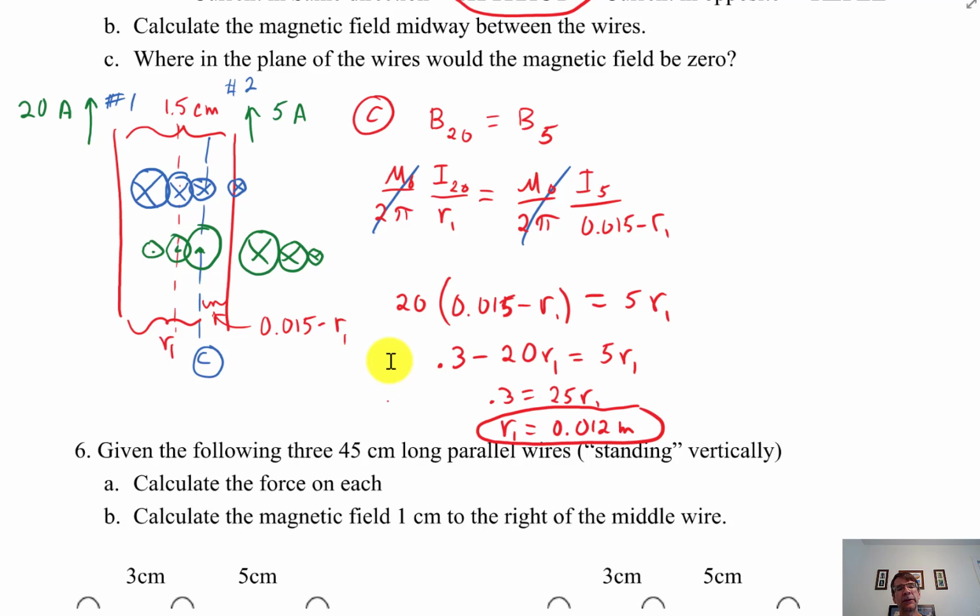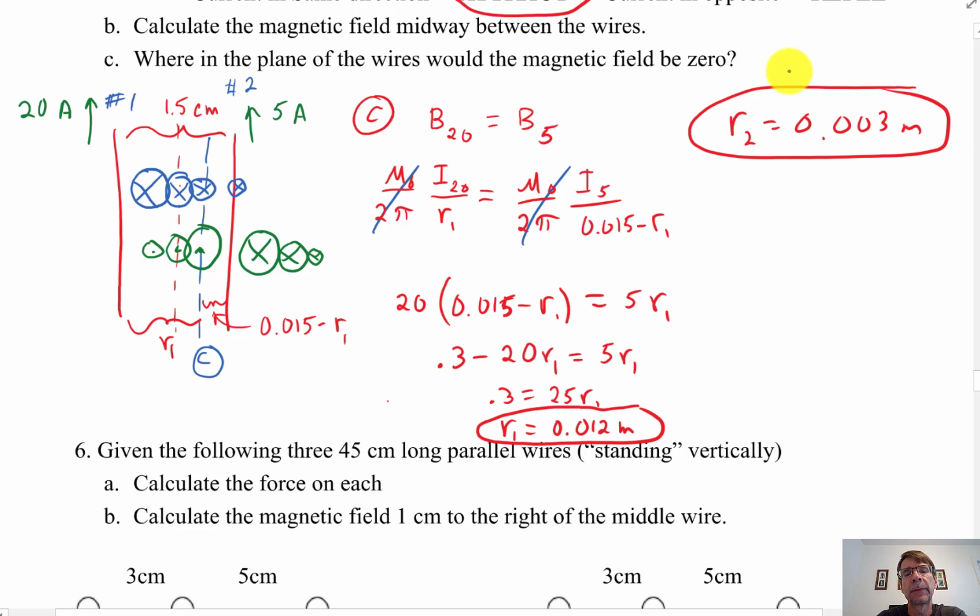And that makes sense because the distance to the other wire then would be 0.003. Okay? In other words, you didn't have to do this, but R sub 2 would be 0.003 meters, 0.3 centimeters, because that has to add up to 0.015. You have to be 4 times further from the stronger wire because it's got 4 times the current, and 0.012 is 4 times bigger than 0.003.